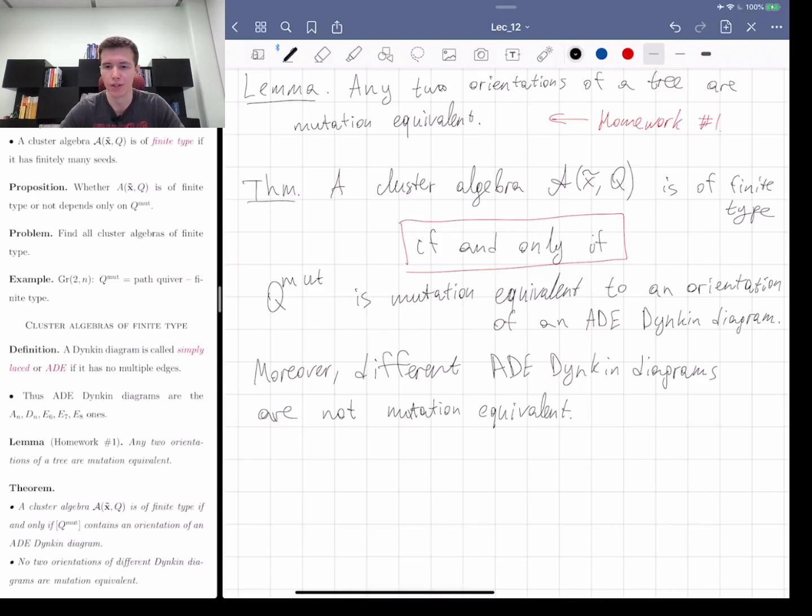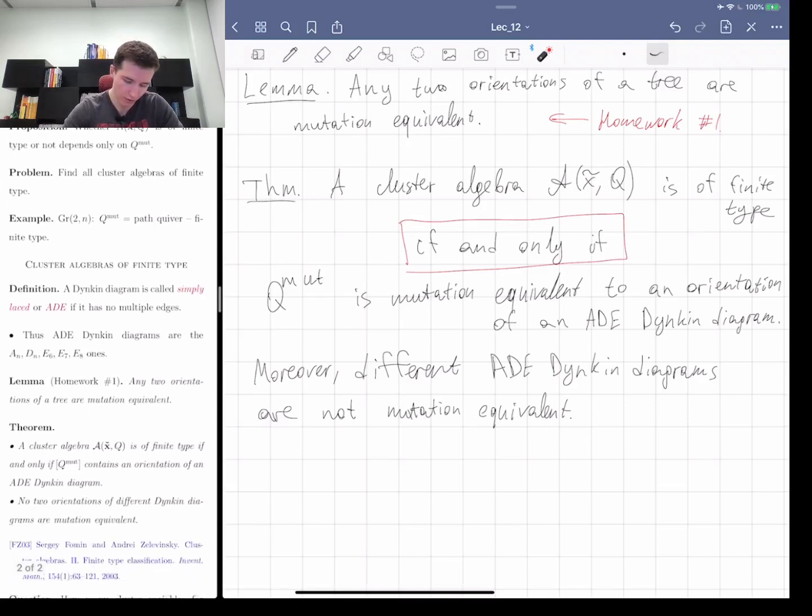So in order to get all possible cluster algebras, you just start with a Dynkin diagram oriented in an arbitrary way, and then you mutate as many times as you want. You're going to get finitely many quivers, and these are going to be all possible quivers that give rise to finite type cluster algebras. That's it. And this theorem is due to Fomin and Zelevinsky.